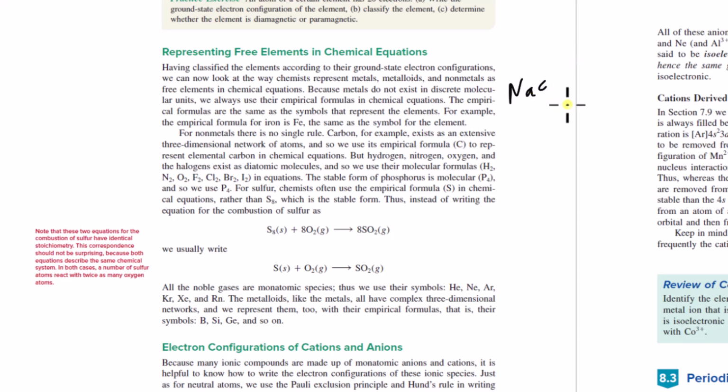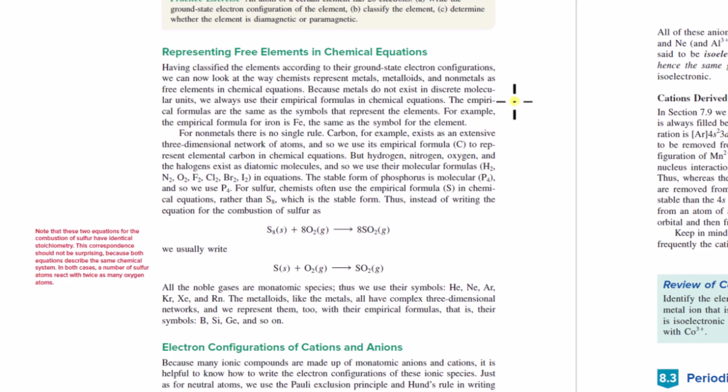But we're not talking about ionic compounds here. They're saying, if you're going to represent in a chemical equation an element that's a metal, then you just use its empirical formula, which for a single element would just be the element itself. It makes no sense to say Fe2, whereas it does make sense for some non-metals to say something like O2, because with oxygen gas, they're in these molecular units of two oxygens for each molecule.